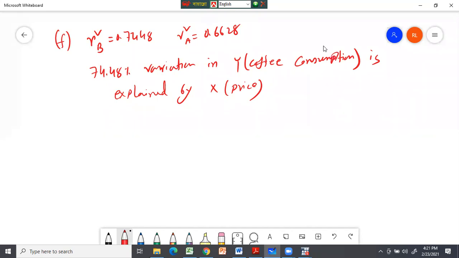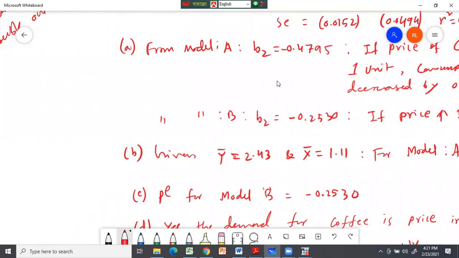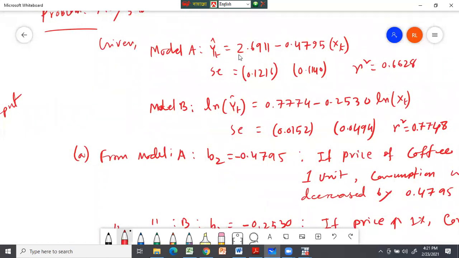You can see that model A does not belong to log form. Model A in the question, the output generated from model A, does not belong to the log form, either in the explanatory variable or in the dependent variable. But in model B, both the dependent as well as the explanatory variable are in the log form. So R square cannot be a catalyst for making a comparison between two models which are different in their model formation.